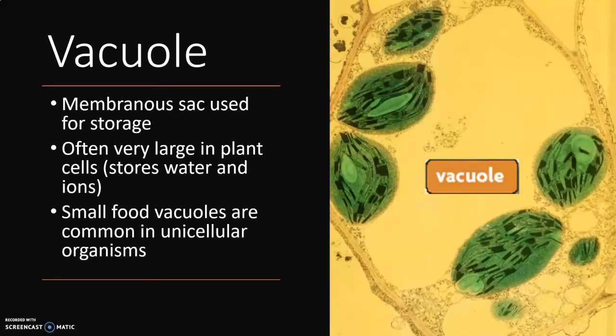Other cells do have vacuoles. If it is a small single-celled organism that is eating food, it will have small food vacuoles that it can store those food particles in until it digests it. But in terms of a defining characteristic, a really large central vacuole is a characteristic of a plant.